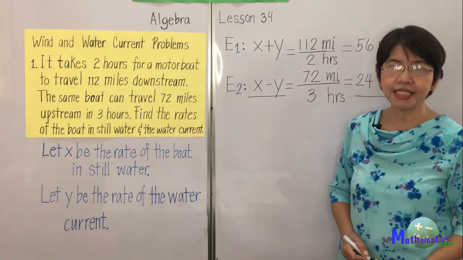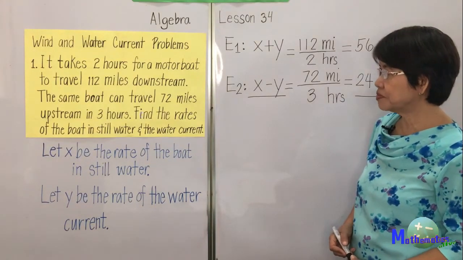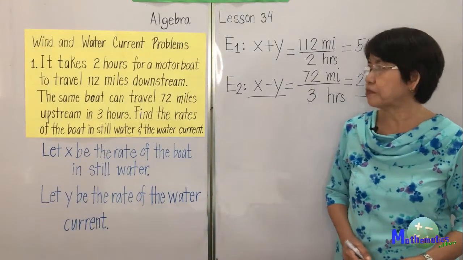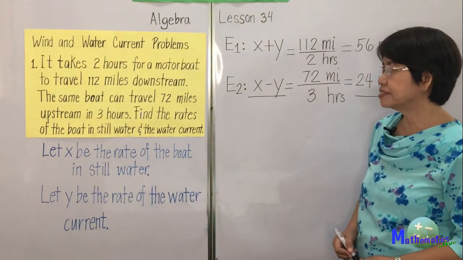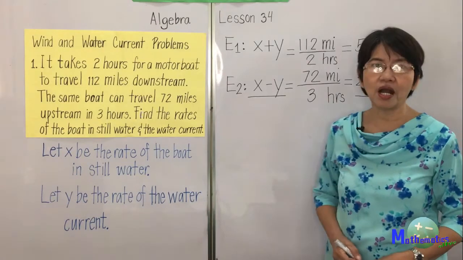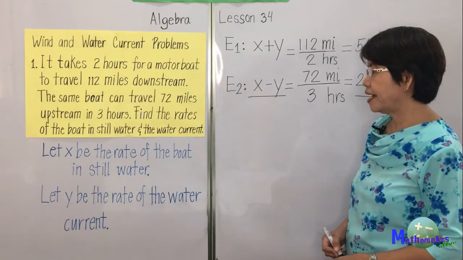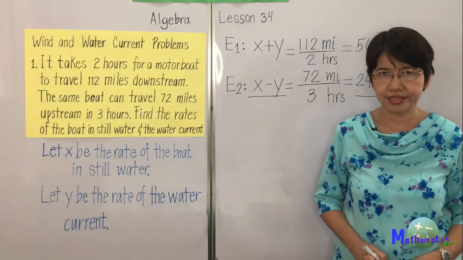Problem number 1. It takes 2 hours for a motorboat to travel 112 miles downstream. The same boat can travel 72 miles upstream in 3 hours. Find the rates of the boat in still water and the water current rate.